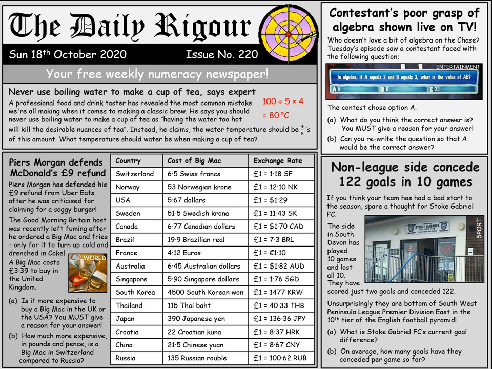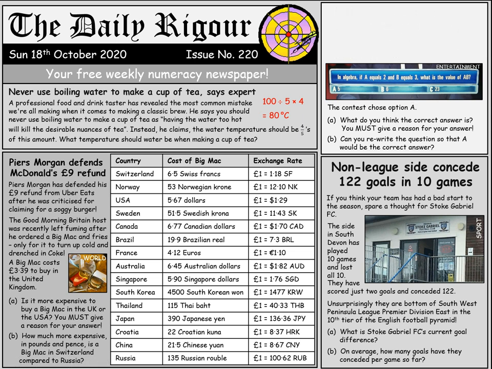So on to story 2, our entertainment story. You know, at the Daily Rigour, we love a bit of The Chase, especially when it features a wee bit of algebra. So the contestant chose answer A. So what do we think the correct answer is? And we must give a reason for our answer. So if A equals 2 and B equals 3, what is the value of AB? It's just basic substitution, isn't it?